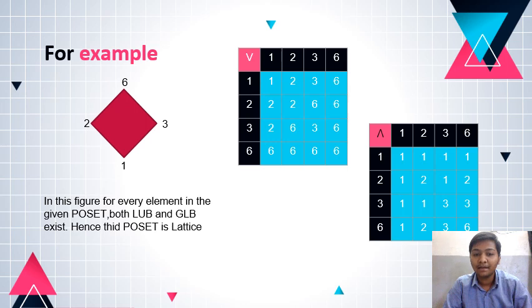Here for the greatest lower bound, for pair 1 and 1 it is 1, for pair 1 and 2 it is 1, for pair 1 and 3 it is 1, and for pair 1 and 6 it is also 1. For pair 2 and 1 the greatest lower bound is 1, for pair 2 and 2 it is 2, for pair 2 and 3 the greatest lower bound is 1, and for pair 2 and 6 the greatest lower bound is 2. Similarly for every pair in this figure there exists a greatest lower bound. Hence in this figure for every pair of elements in the given set both the least upper bound and greatest lower bound exist. Hence this poset is called a lattice.